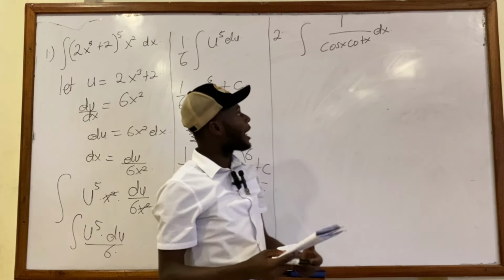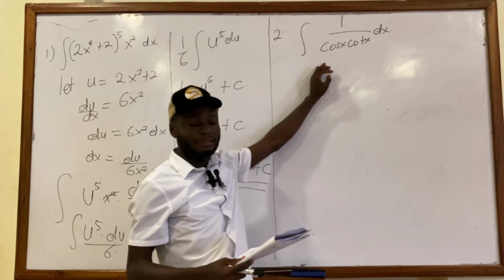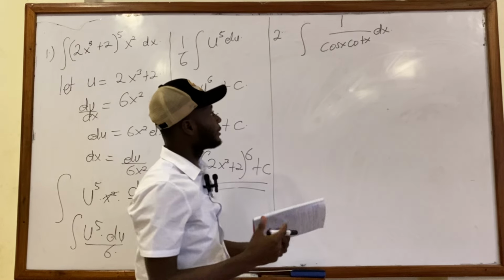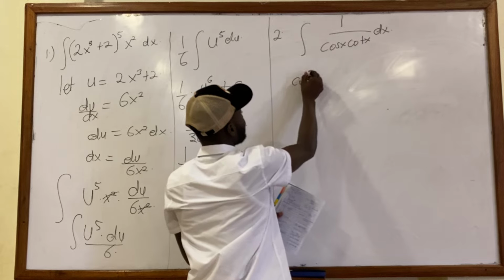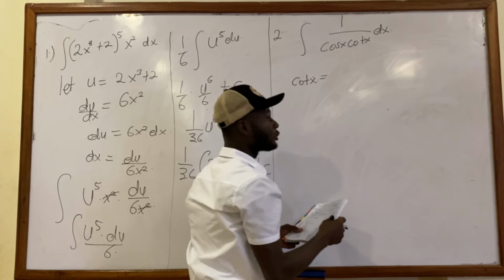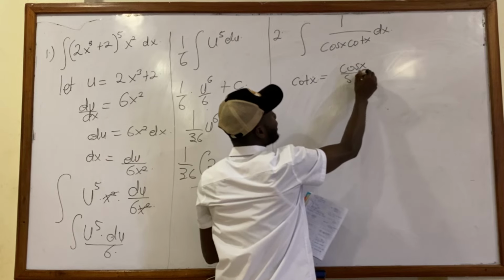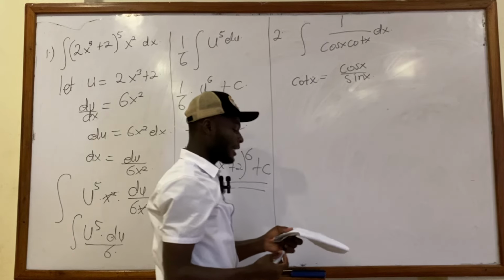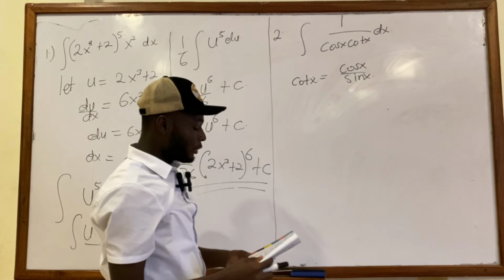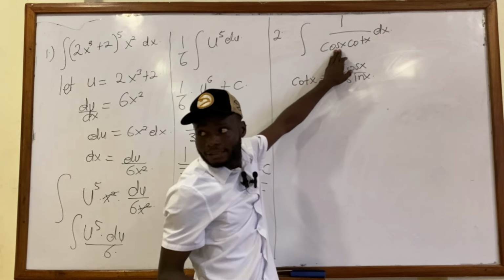Now to solve this particular problem, you have to simplify the integrand. And we know that cot x is equal to cos x over sin x. And we already know that this is cos x cot x.